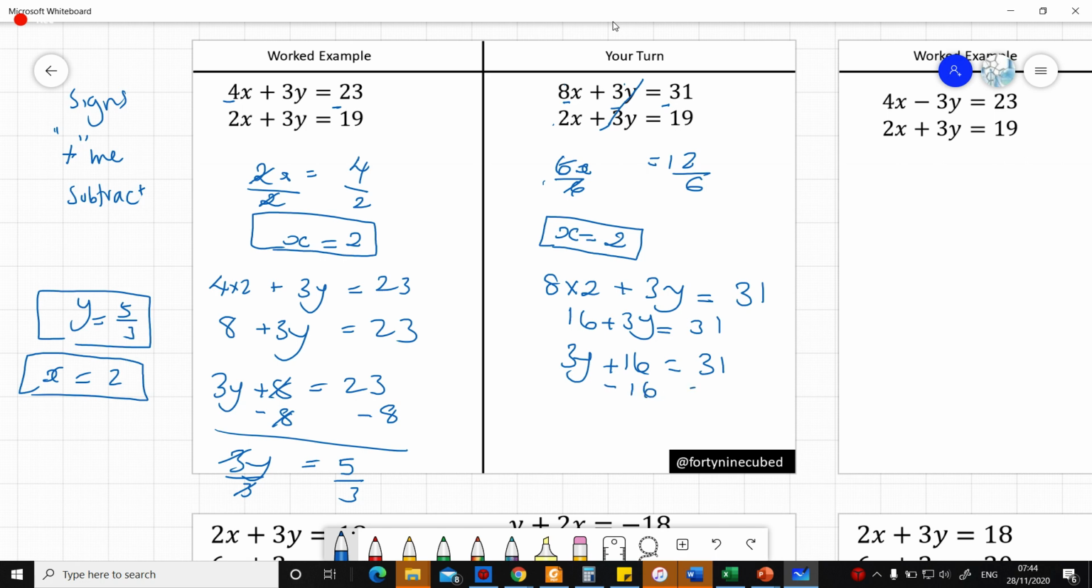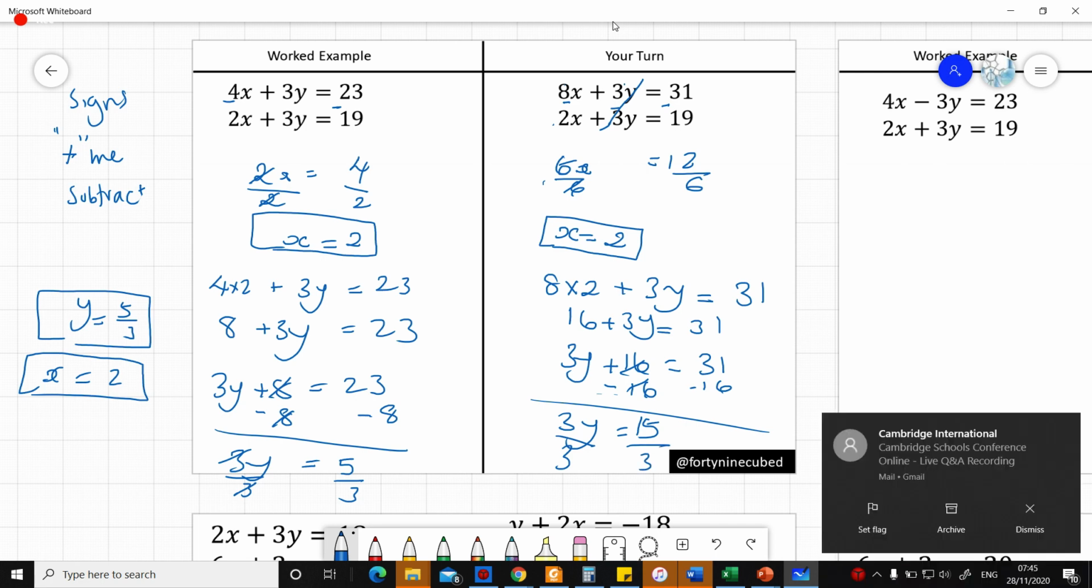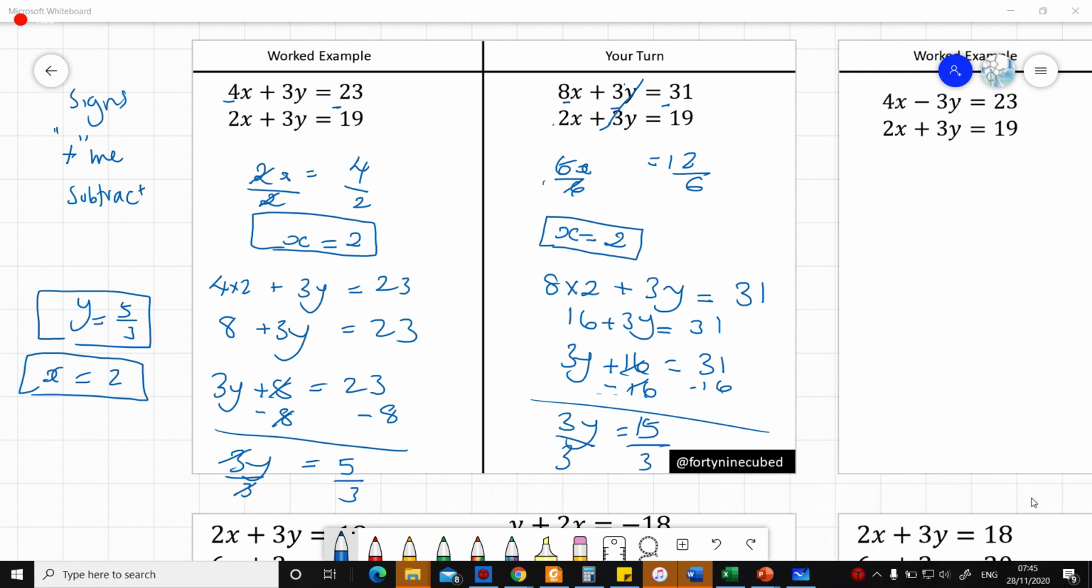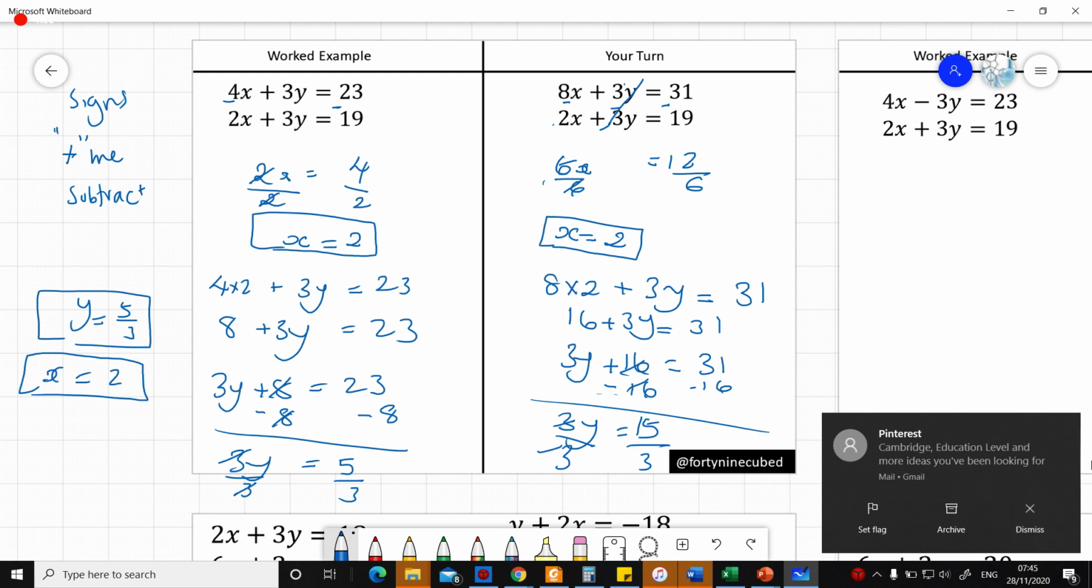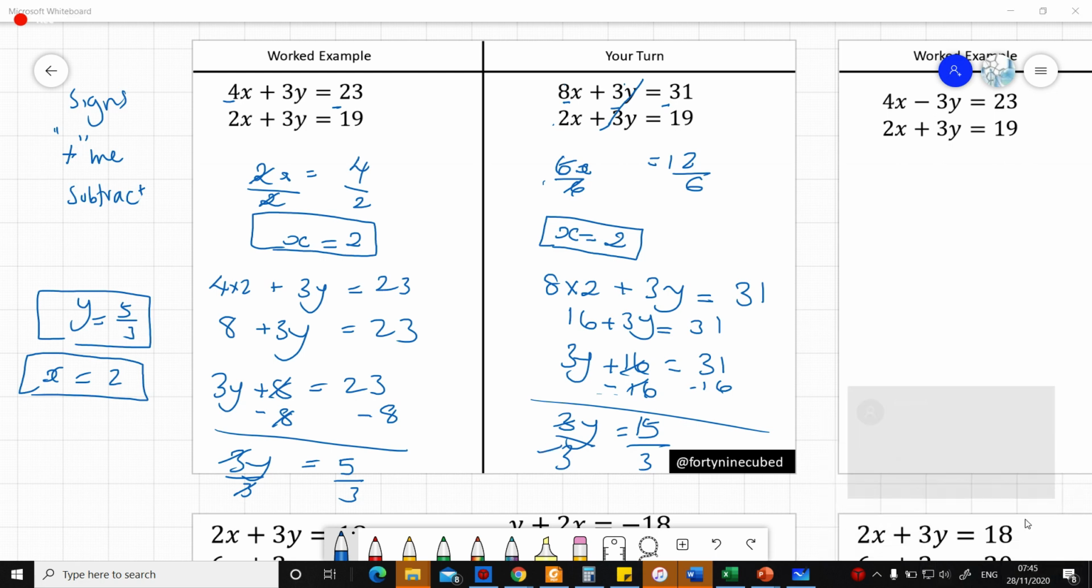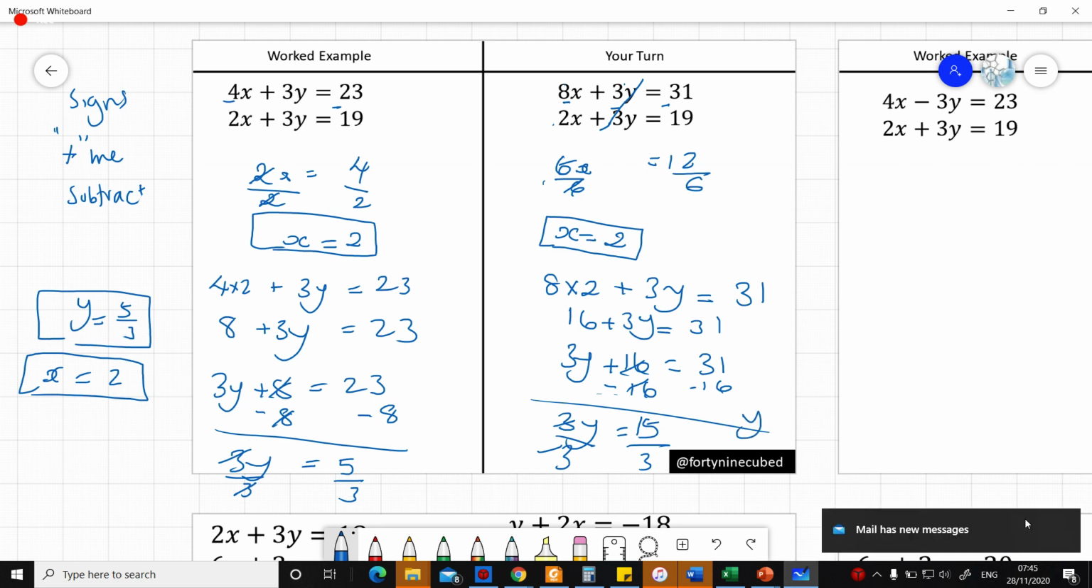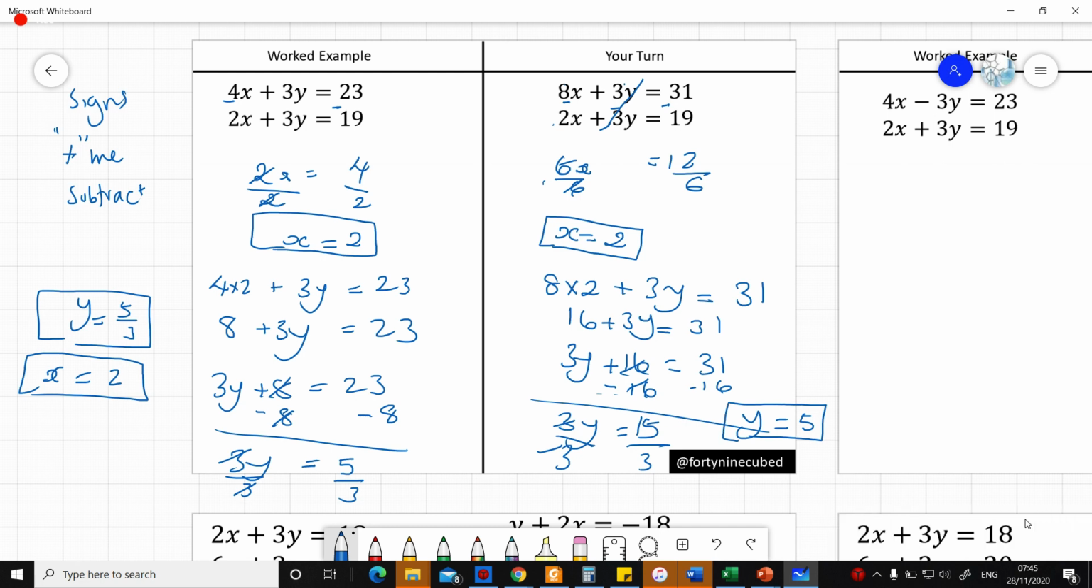So here we have add 16, we're going to subtract 16. So 3y, that cancels out, is equal to 31 take away 16, which is 15. So now we can say that 3y is equal to 15. We can divide by 3 here and divide by 3 here. Therefore we can say that y is equal to 15 divided by 3, which is 5. So we always have 2 answers.